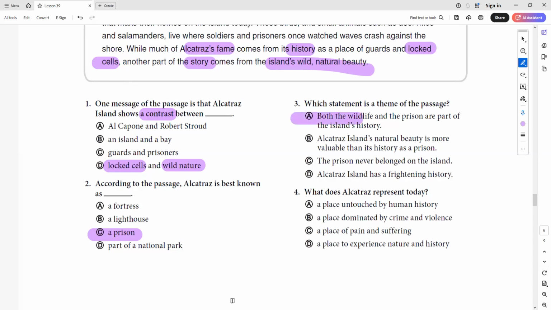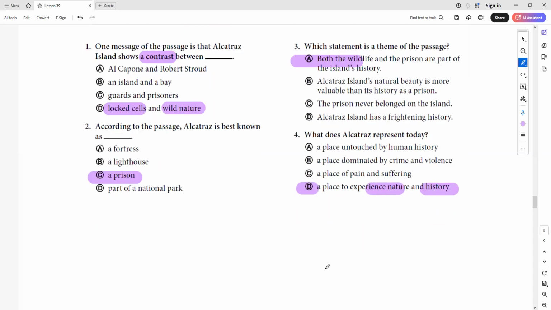Next, number 4. What does Alcatraz represent today? 它代表的是什么呢？A, 它代表的是 a place to experience nature, right? The story and the history. So the answer is D. Okay, thank you, Pei En.